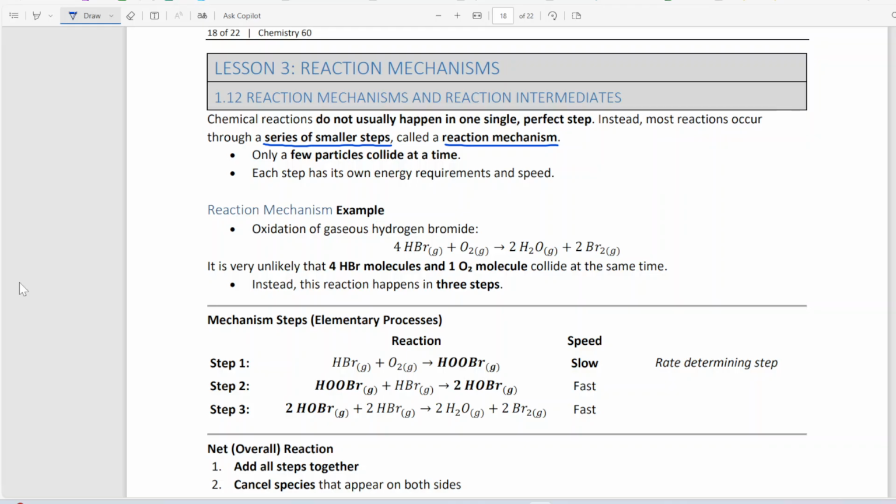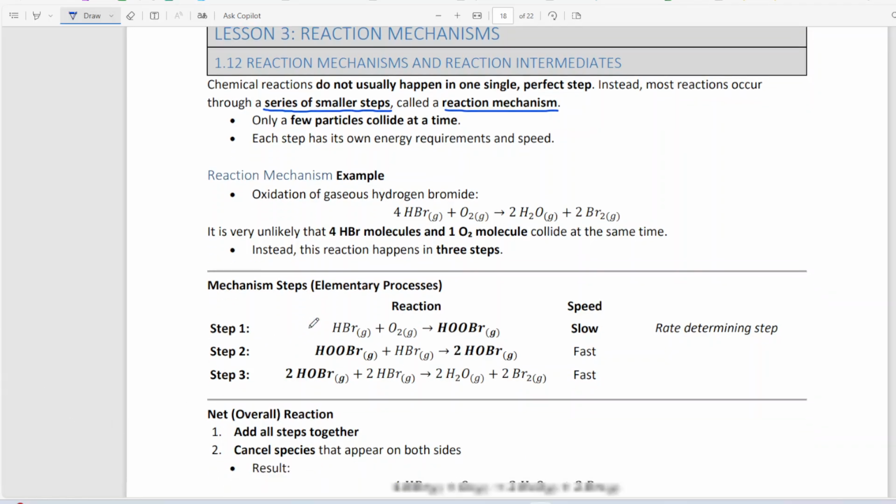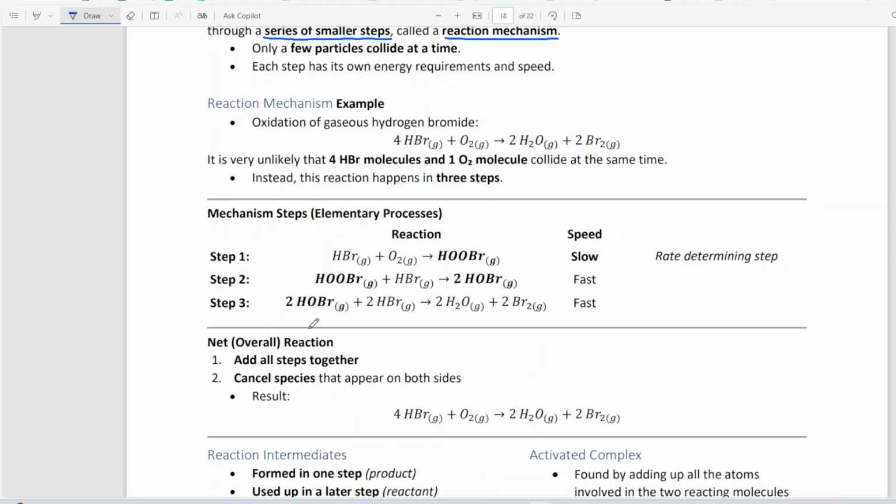So really what happens is only a few particles will collide at a time, and each step will have its own energy requirements and its own speed. So if we look at this reaction of the oxidation of gaseous hydrogen bromide, the mechanism steps, or the elementary processes, would be as follows. Step 1, you would have a single hydrogen bromide gas meeting with diatomic oxygen, and it would form HOOBr.